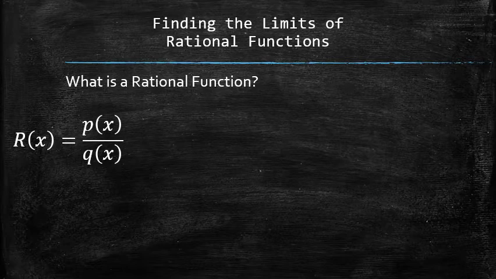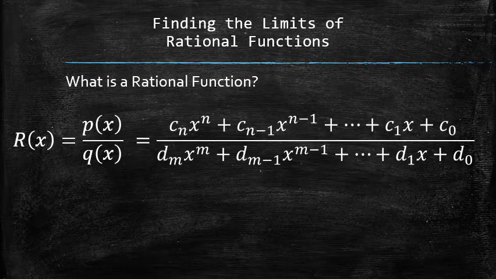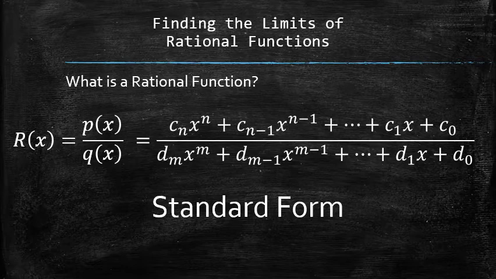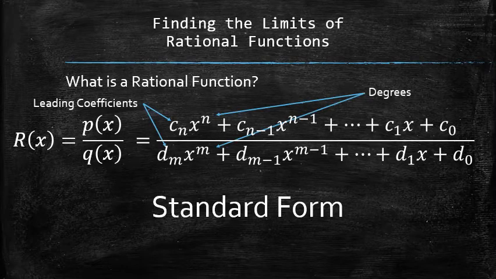When polynomials in the numerator and the denominator are both written in standard form, then such a rational function is said to be in standard form. In standard form, we can easily read the leading coefficients and degrees of the polynomials in the numerator and the denominator. If the degree of the numerator is less than the degree of the denominator, then such a rational function is called proper. Otherwise, it is called improper.